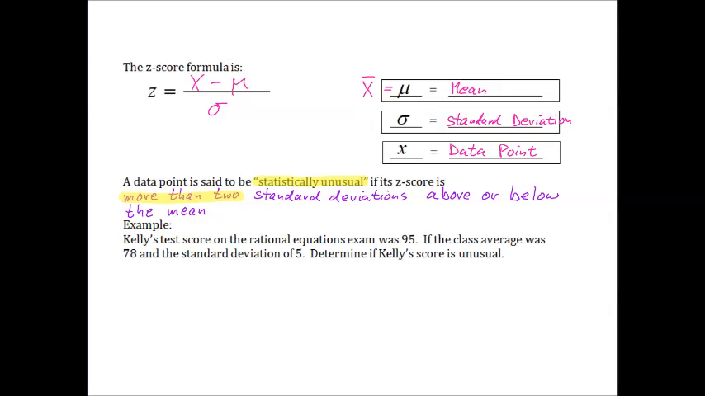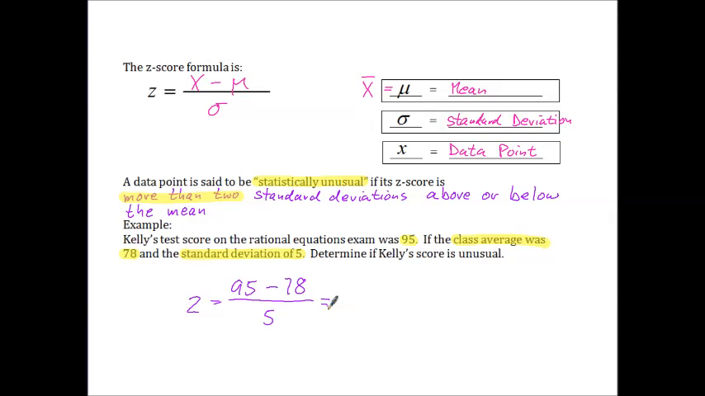Kelly's test score on the rational equations exam was 95. If the class average was 78 and the standard deviation is 5, determine if Kelly's score is unusual. Using a formula from up here, we can say that the z-score of Kelly's exam is 95, which was her exam grade, minus the average, which is 78, divided by the standard deviation of 5.